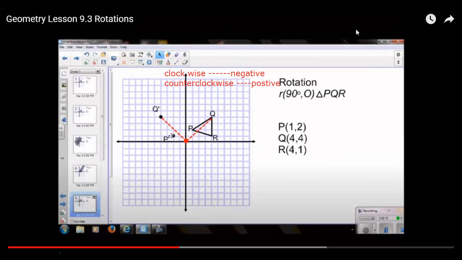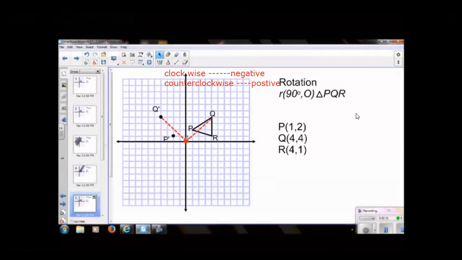Now I need to move on and do the next point, and that would be Q. So from point Q, I would draw a line to the origin, and I would measure 90 degrees, but I don't want to bore you with that great big protractor. Then I would measure that this is the same distance from here to here, and that would give me Q prime. So I have 2 points so far.